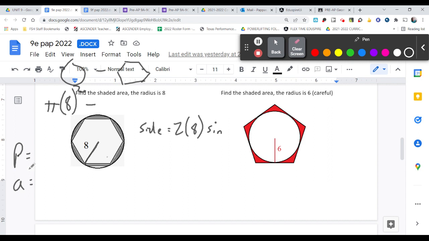Now, if it's a hexagon, what's our theta going to be? 30. Good. All right. So the side length of this hexagon is 2 times the radius times sine of 30. Okay, 30 is our theta. And remember, our theta angle, I'm just going to write this up here. Theta is always going to be 180 divided by our number of sides. Okay, so the side length is going to be 2 times 8 times sine 30.